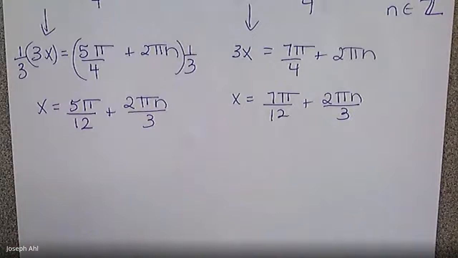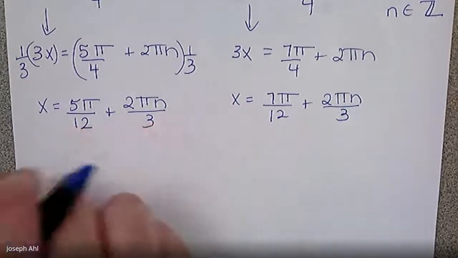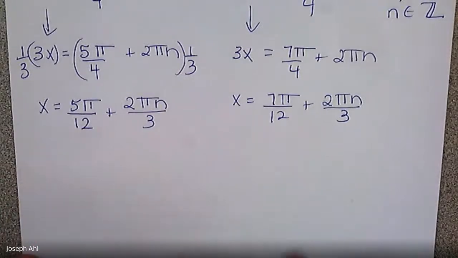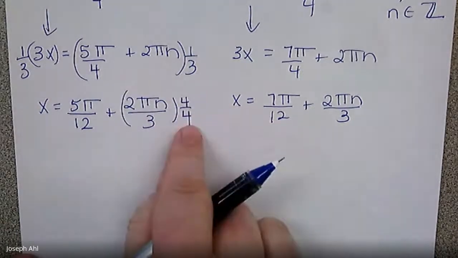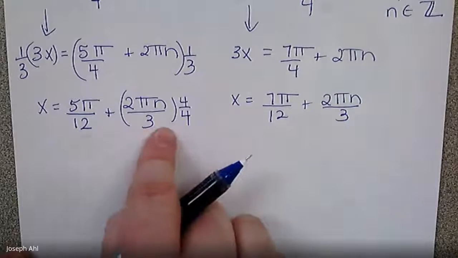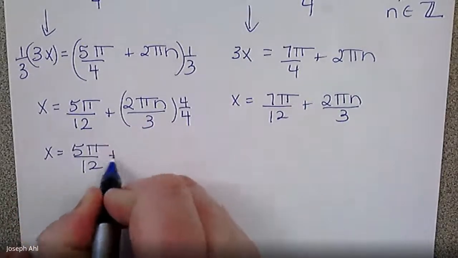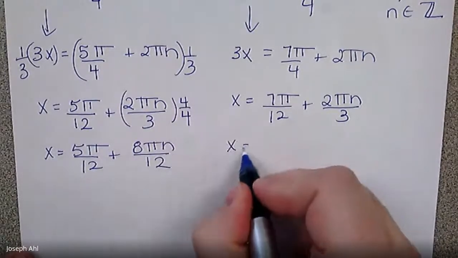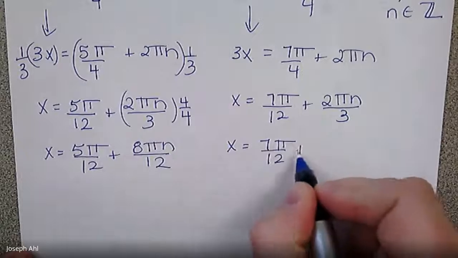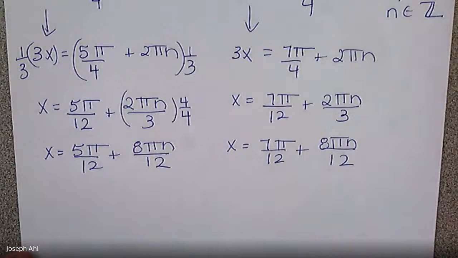Okay. You're eventually going to get to a point, by the way, where you have to add these fractions together. So it's to your benefit to make a common denominator at this stage of the game. So to make a common denominator in both cases, the common denominator is 12. So I'm going to multiply this by 4 over 4. And then that will just make my job that much easier when we go to start plugging in values for n in just a minute. Same thing over here, 7 pi over 12 plus 8 pi n over 12.